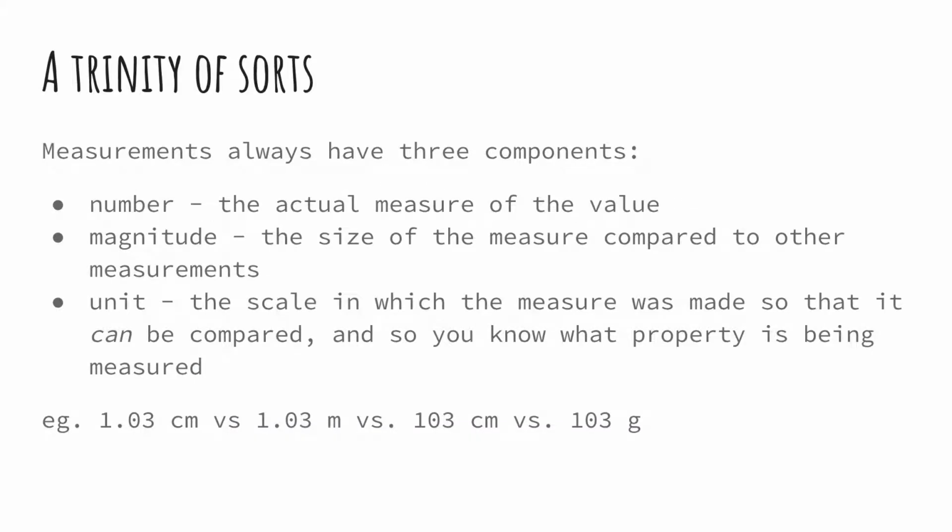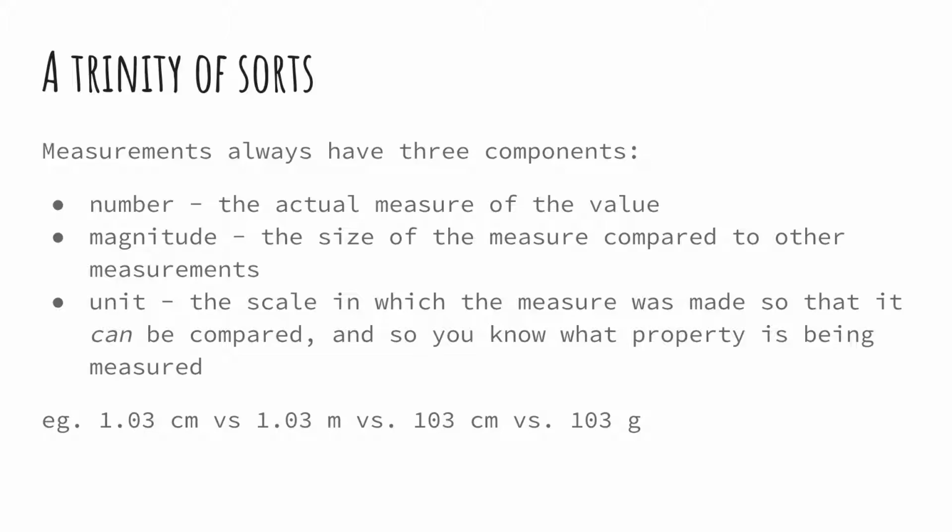Measurements represent a sort of trinity. There are always 3 portions to every measurement. 3 components. 3 different factors that make up every measurement. First up, there's the actual number. Okay, the actual value of the measurement. Next up, we have the magnitude, the size of the measurement.